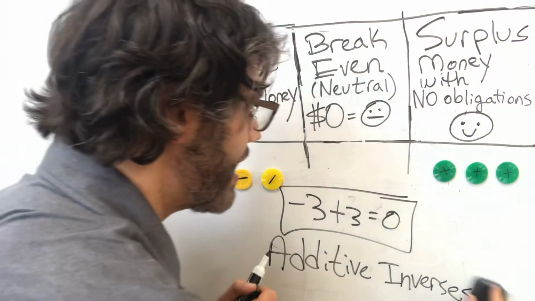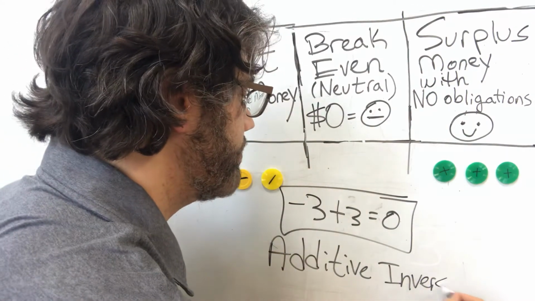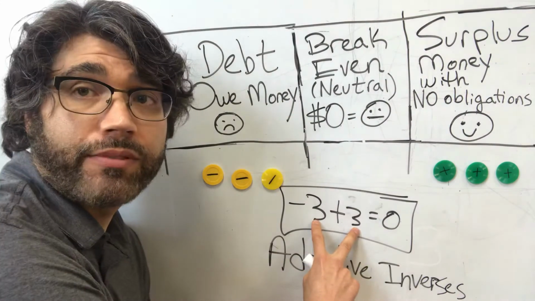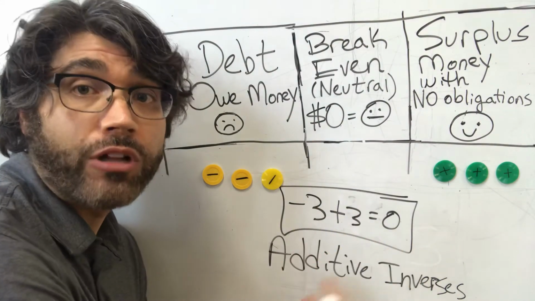Let me make sure that that is completely on the screen. Additive inverses. If 2 numbers, their opposites, add to 0, they're called additive inverses.